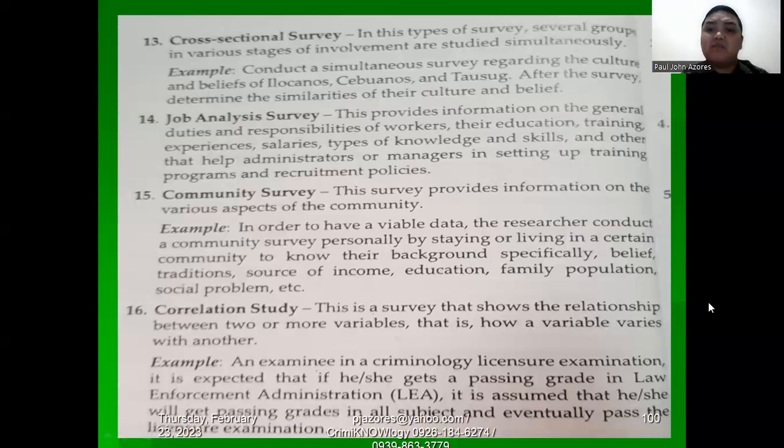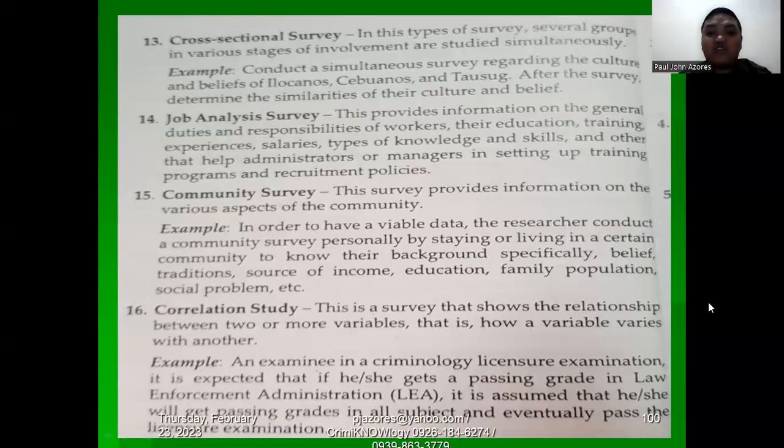Community survey. This survey provides information on the various aspects of the community. Example, in order to have viable data, the researcher conducts a community survey personally by staying or living in a certain community to know their background, specifically beliefs, traditions, source of income, education, family population, social problems, and so on and so forth. Ibig sabihin, more on immersion in the community so that you can gather data and you can know the different aspects of that community.